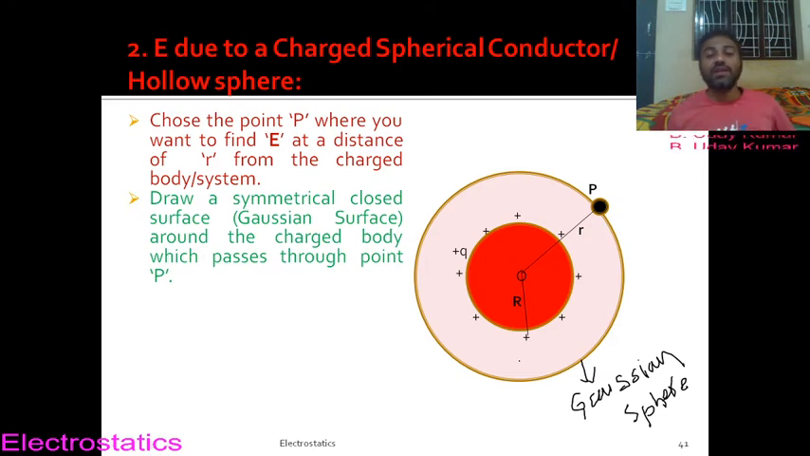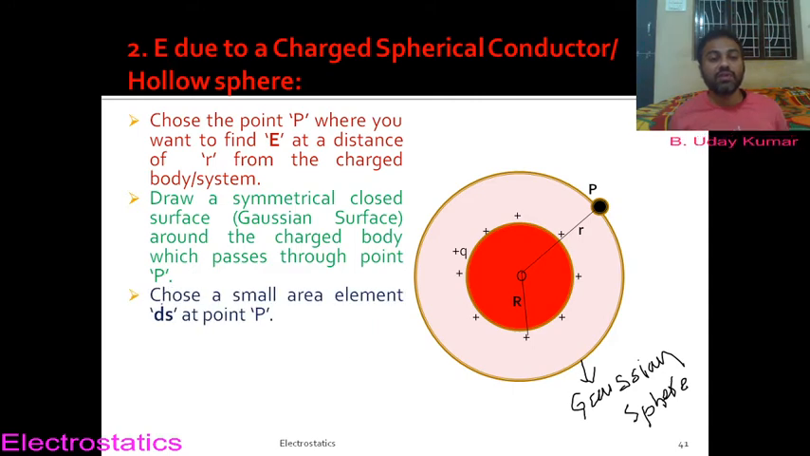Okay, and then what step do we have to follow next? We have constructed the Gaussian sphere here. It's not a circle, it's a sphere. Now we have to draw a small area element dS at P. As you are seeing here, choose a small area element dS at point P. Okay, so let us assume this is the small area element that we are choosing at point P.